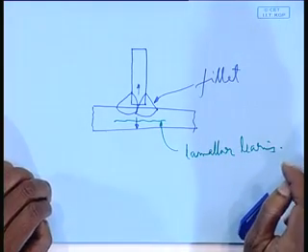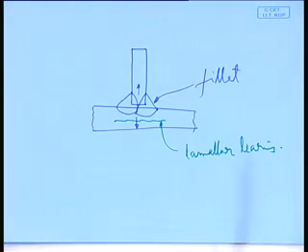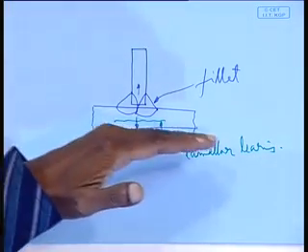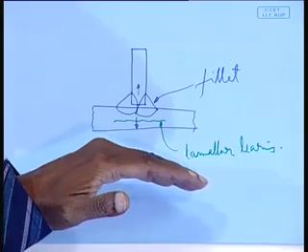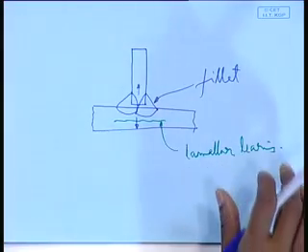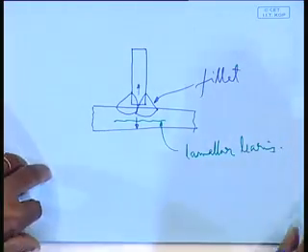This lamellar tear has nothing to do with the weld zone. It's generally just beyond the weld zone. It can be in the heat affected zone, just below the fusion zone, right? So that is what lamellar tear is. Once again, lamellar tear is also an internal defect. So these are the typical weld defects, as we can see.